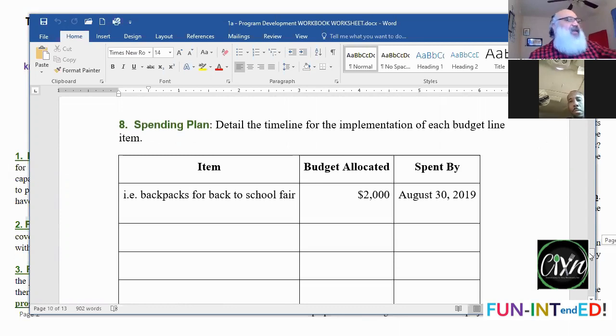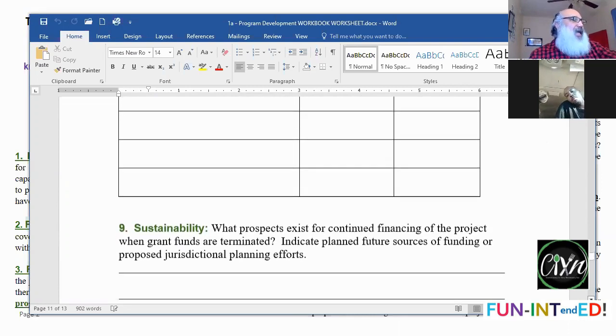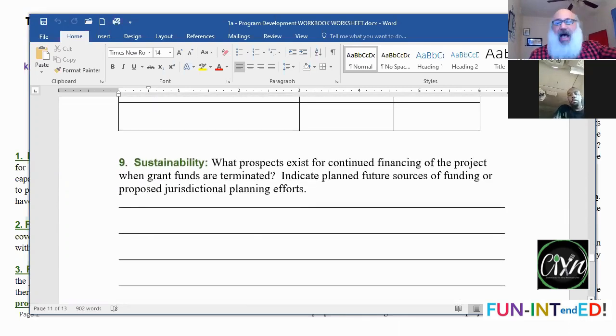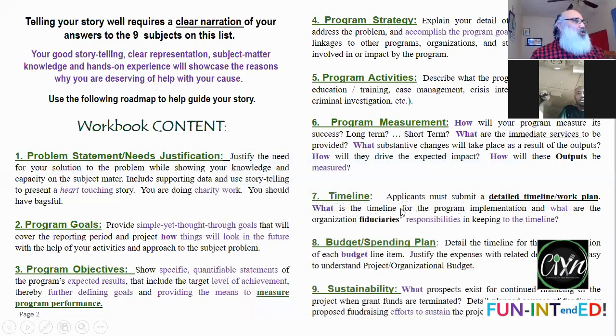Spending plan, again, this is very basic. This is for the program. We'll get into that in more detail with an Excel spreadsheet. So I'm just going to say that's basic, and sustainability is how we are going to maintain this going after this money is gone. So that's the workshop for the 9 weeks that are coming.